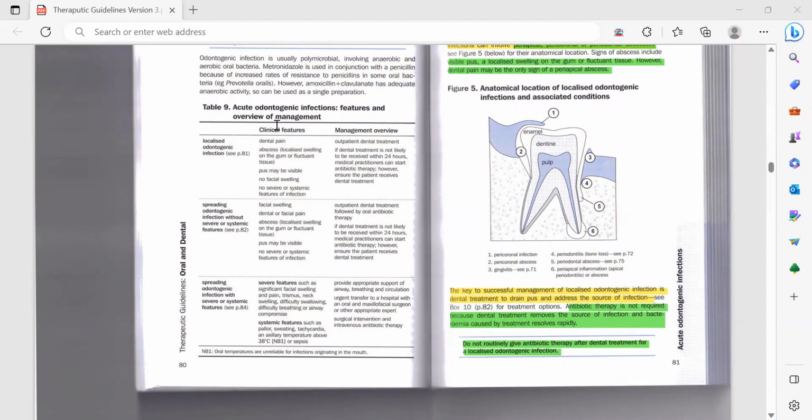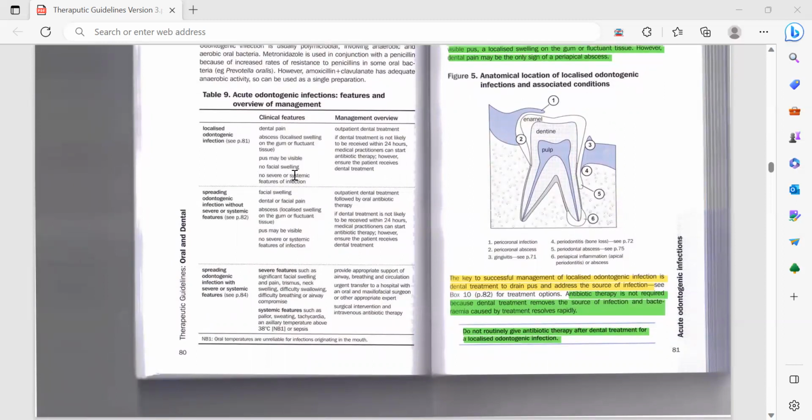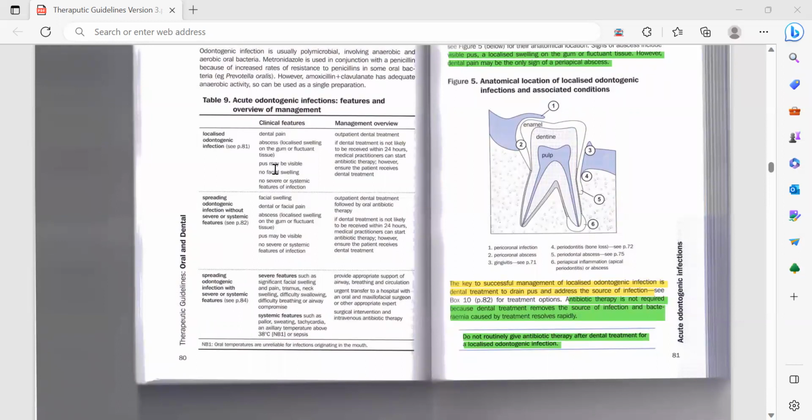So there is pain. Patient would complain about the pain from the tooth. There is a gum pimple, and the pus is coming out from that pimple, but there are no other signs of facial swelling or any systemic features. So just learn the positive findings, which are the dental pain, gum abscess, and the pus coming out.